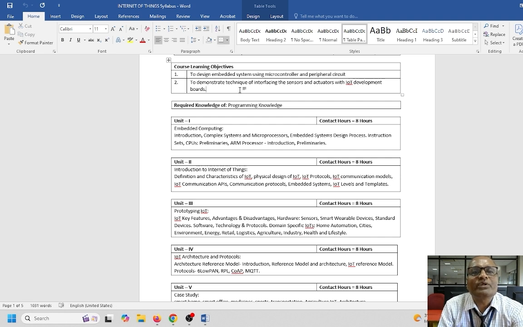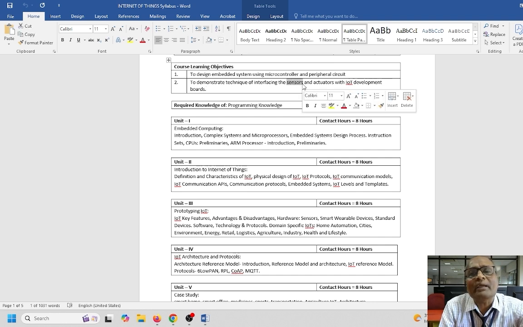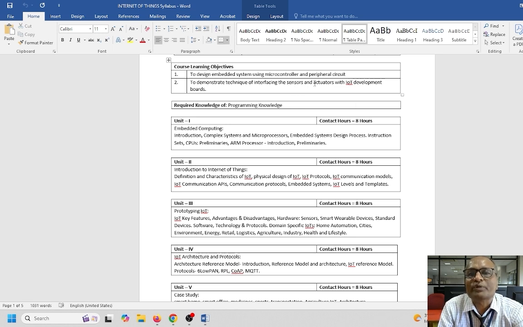The second objective is to demonstrate the technique of interfacing sensors. Here comes the IoT. The microcontroller is at the back end of the IoT. It is in the background, but it is actually the power of the IoT. The other components of an IoT device are sensors and actuators.